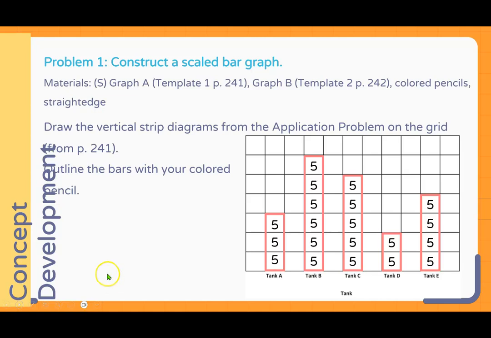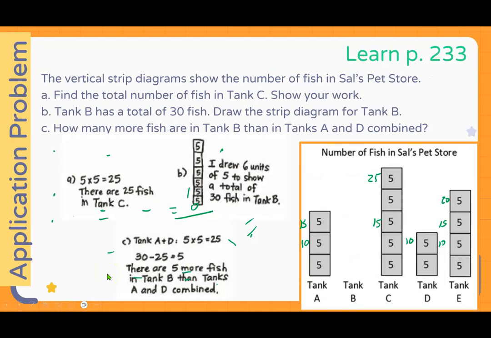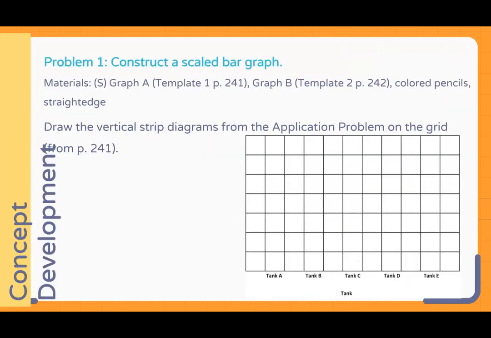Take A. If we go back to here, we're going to have to use these numbers, but we already did the work. So we know tank A had 15. But wait a minute, we don't have any numbers anywhere. So let's label our numbers. We would start with 0. And what were they counting by? 5s.